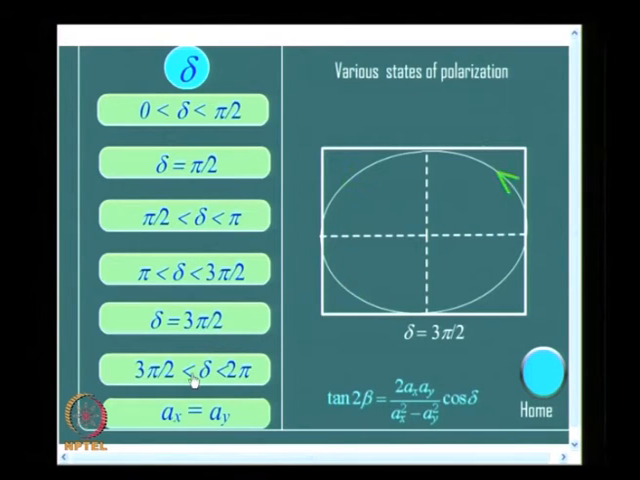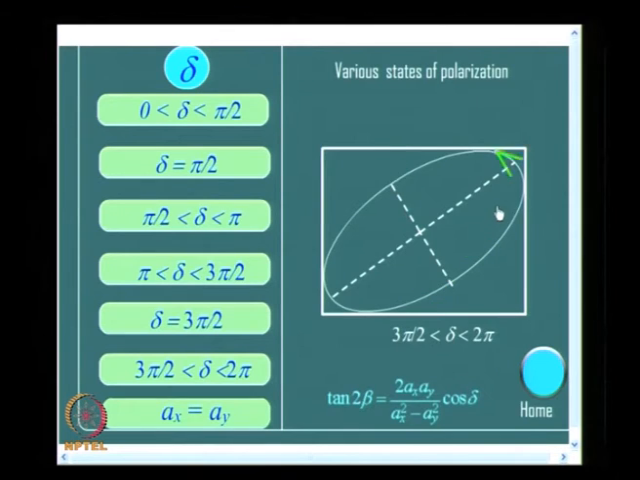And when I go to the range 3 pi by 2 to 2 pi, I have the ellipse oriented in this fashion, and this is anti-clockwise.